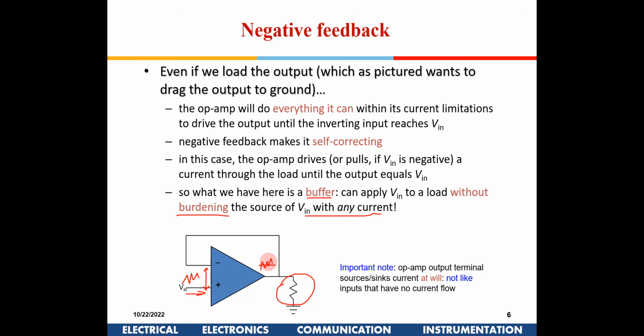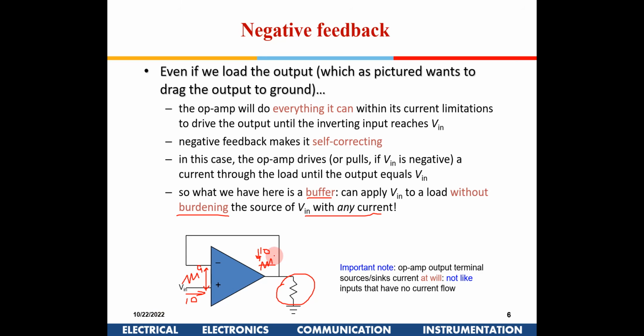Suppose this signal is say 10 millivolt. What happens if it starts falling below 10? Say it becomes 9. Again this will be pushed to 10, right? So it will become stable that way.